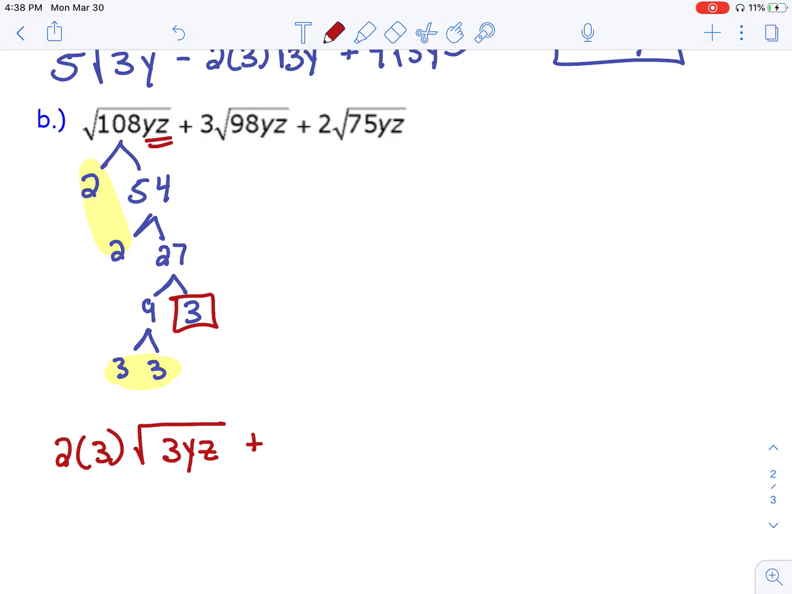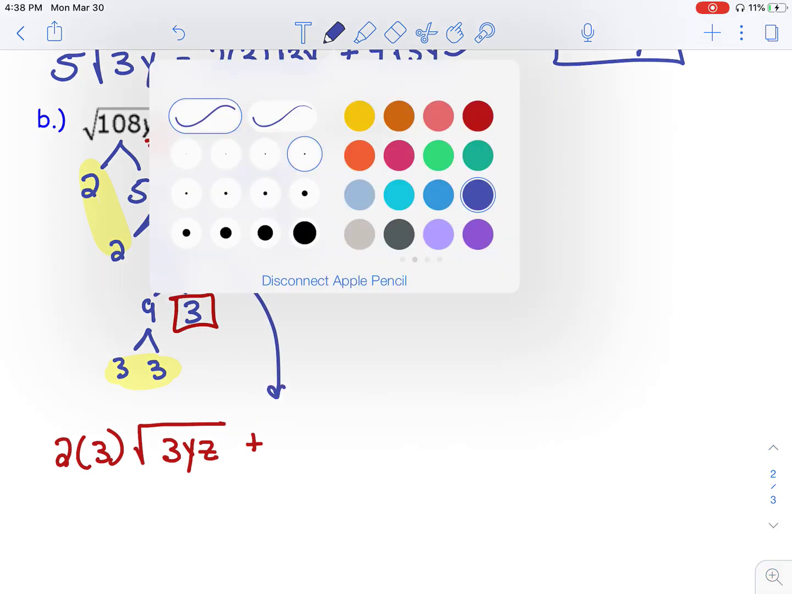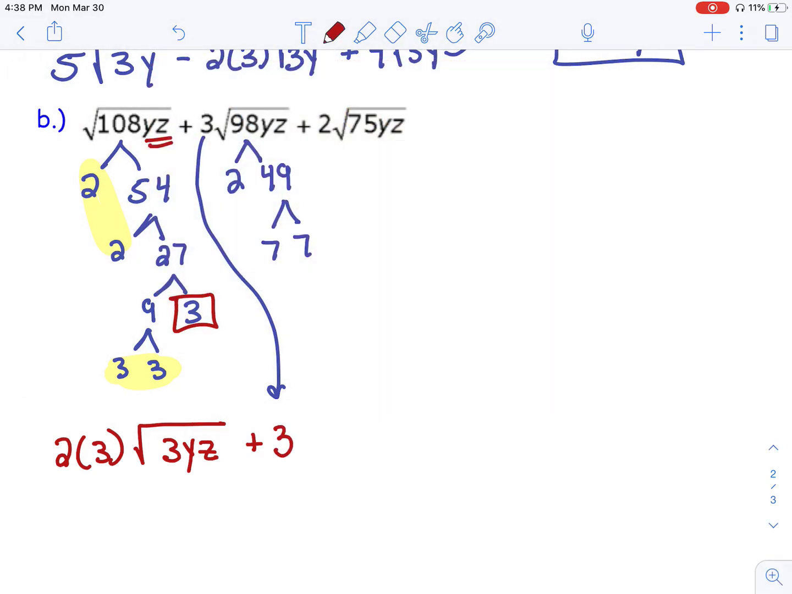I want to simplify radical 98 here. So if I break down 98, that's really 2 times 49. 49 is a perfect square, so I get 7 and 7. I can't forget this 3 here, so I have to make sure I bring that down. So I have the 3 from the outside of the radical. I have my pair of 7's. I can take out a 7. I need to keep that 2 underneath along with my y and z.